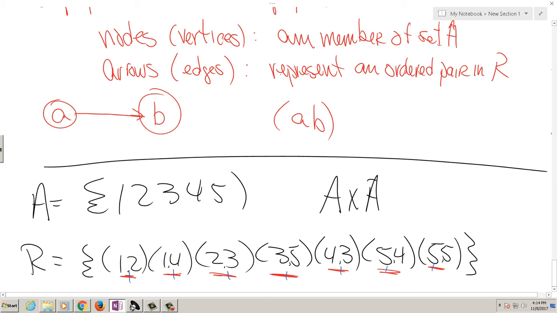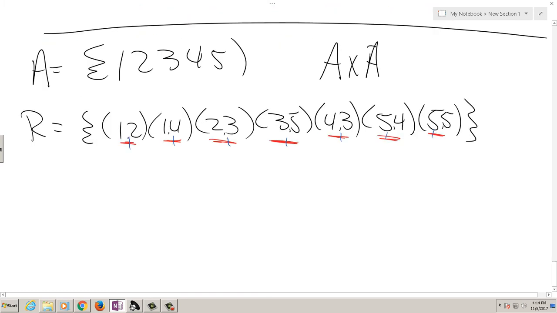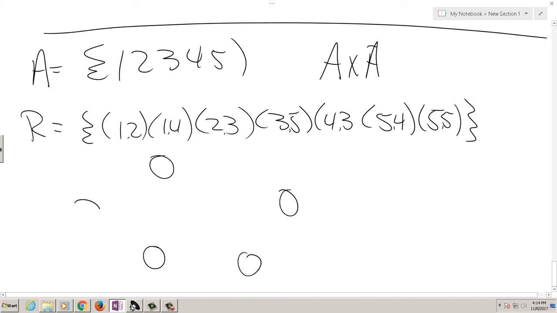That is critically important, because if I'm going to draw a digraph of it, I need to know what the individual nodes are. Since it's the cross product of A with itself, and A contains 5 elements, I need a node for each one of the 5 elements. That is going to be 1, 2, 3, 4, and 5.